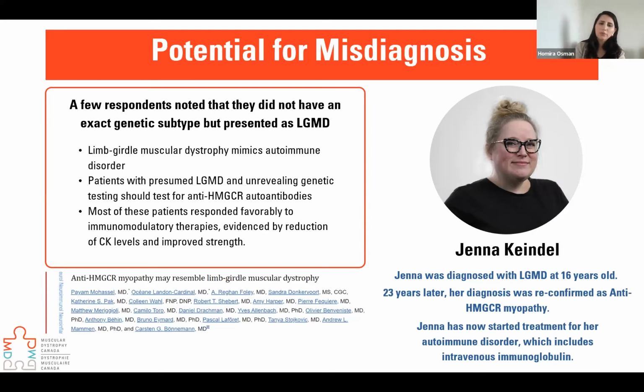It could also be the other way around, where you're told you have limb-girdle, but in actuality, you might have another condition. And so, limb-girdle muscular dystrophy can mimic autoimmune disorders. And so patients who have a presumed limb-girdle muscular dystrophy diagnosis, but genetic testing doesn't necessarily show that, could be tested for anti-HMGCR autoantibodies. And if you are someone who has an anti-HMGCR myopathy, there are actually treatments for it, and people have found that that has been really helpful.